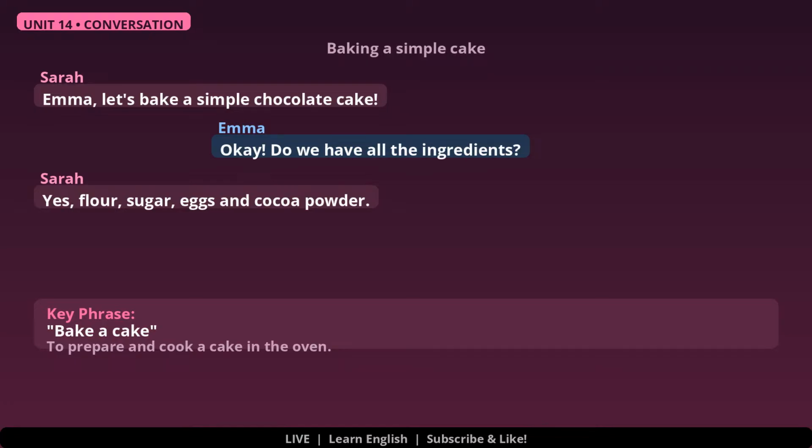The key phrase is, bake a cake. It means, to prepare and cook a cake in the oven.